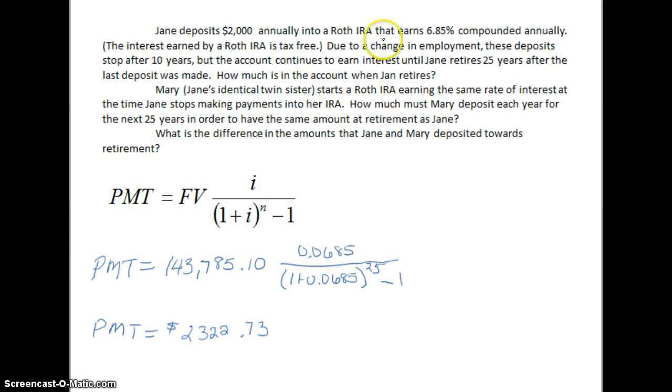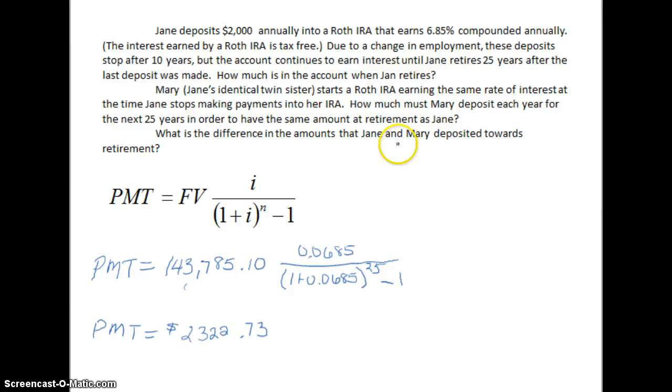We'll notice up here at the beginning of our problem that Jane was originally depositing $2,000. So in some respects, Mary's only depositing slightly more, $322 more per year. However, key difference here is that Jane deposited that $2,000 for only 10 years. And Mary is going to be depositing that $2,322.73 for a full 25 years.